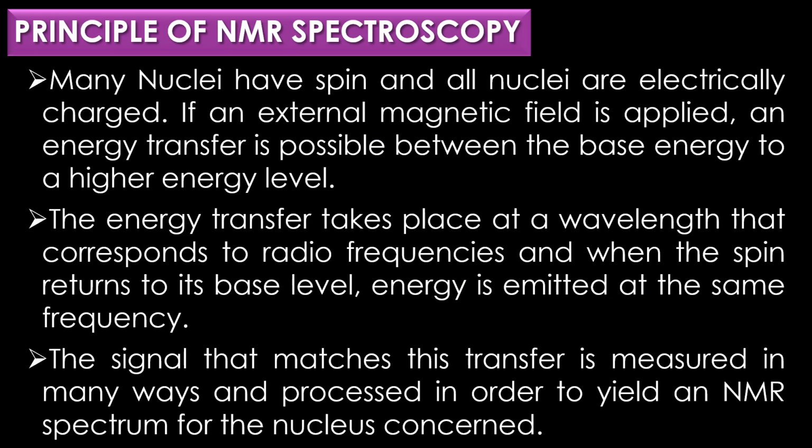Principle of NMR spectroscopy. NMR spectroscopy is based on the interaction between atomic nuclei and an external magnetic field. The principle behind NMR is that many nuclei have spin and all nuclei are electrically charged. If an external magnetic field is applied, an energy transfer is possible between the base energy to a higher energy level, generally a single energy gap.